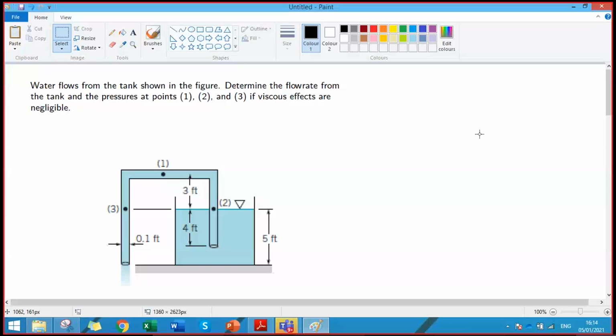There is a water tank and a U-tube shaped pipe that is put into the tank, and then there is a flow generated in this pipe. You are required to determine the flow rate from the tank and the pressures at points 1, 2, and 3 if the viscous effects are negligible. Points 1, 2, and 3 are already defined, and you need to find the pressures P1, P2, and P3 at these three points. How will you proceed with this problem? Just a hint: in order to calculate the flow rate, you need to know the velocity at any of these points, at point 1, 2, or 3.